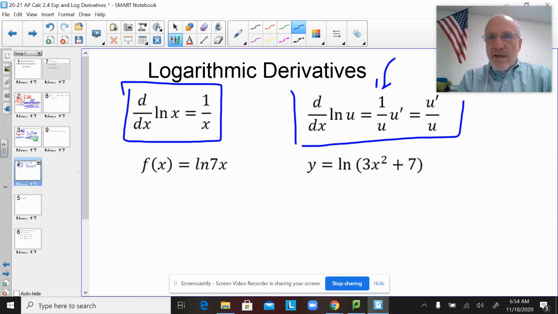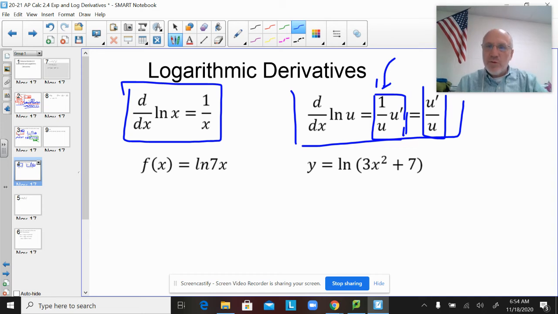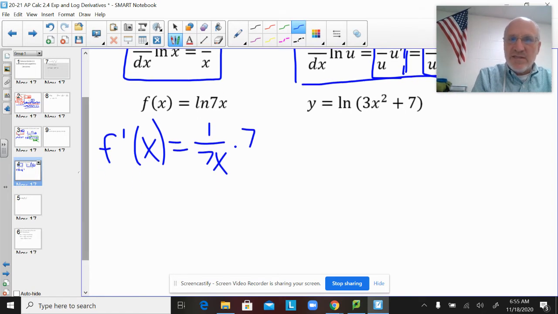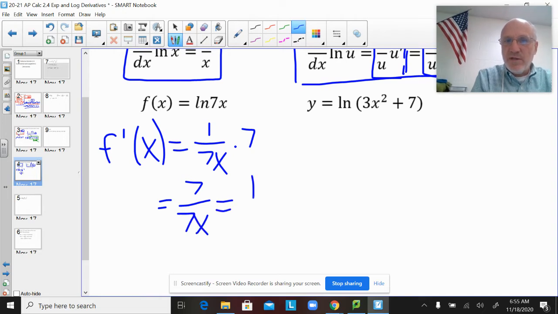So notice that I have these two forms here, 1 over u times u prime, which I could write as u prime over u. Those are absolutely interchangeable. I always tend to write it first as 1 over u times u prime, but certainly I could put the u prime on the top of the fraction. So here's two examples of natural log of u. The derivative of the natural log of 7x is 1 over 7x times the derivative of 7x, which is 7. And you'll notice the 7s, I could write this as 7 over 7x. The 7s actually cancel. We just end up with 1 over x.